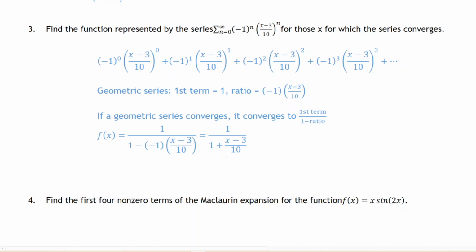First we'll take care of that -1 and make that 1 plus x minus 3 over 10. And then we'll work on a common denominator for the denominator. Combining terms in the numerator gives me 7 plus x over 10. And then taking the reciprocal, I get 10 over 7 plus x. So in the interval of convergence, the series is going to be equal to 10 over 7 plus x.